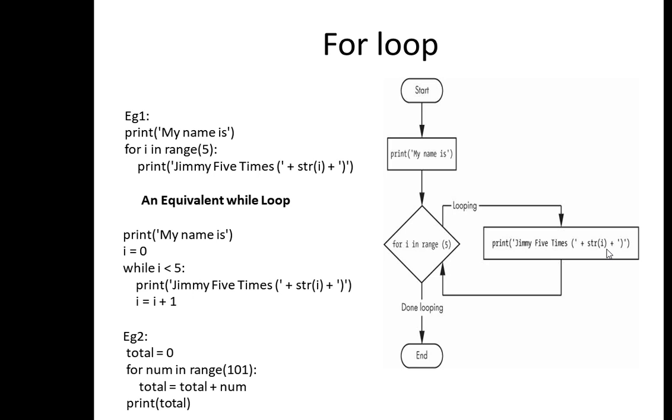So the range value here we have given as 5. That means i will take values from 0 to 4, excluding 5. So this statement, "My name is Jimmy", will be printed 5 times, for the values of i from 0 to 4. Once the value of i becomes 5, it comes out of the loop. So let's see this in the Mu editor.